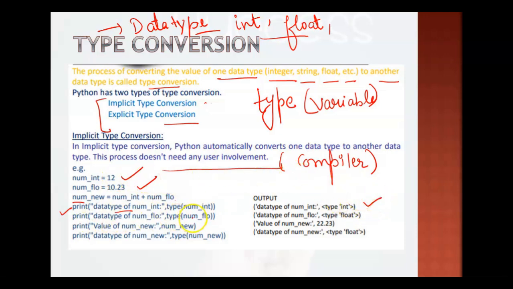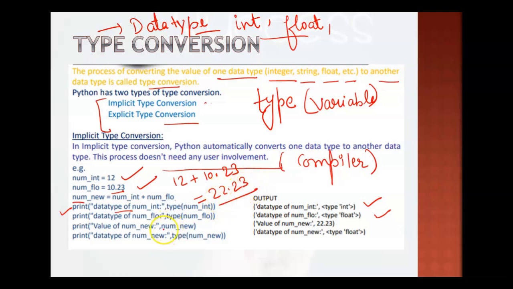And for the second one, you please check type of num_float, and this is a decimal value, so you are getting float here. Now you check the result of this num_new. When we are adding one integer value with a float value, 12 plus 10.23 will give you what? 22.23. So it's a float value, right?